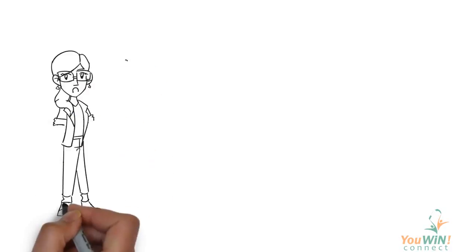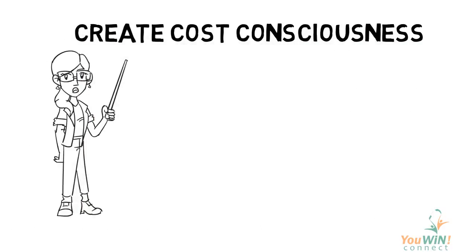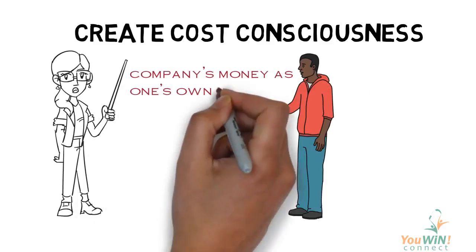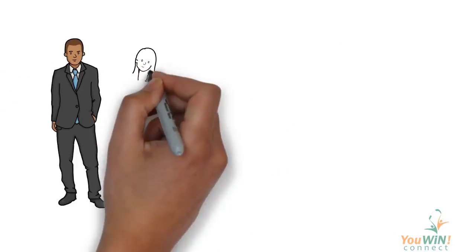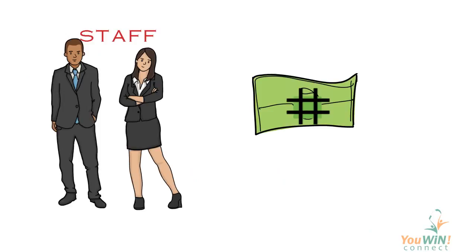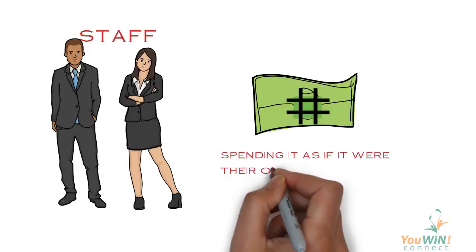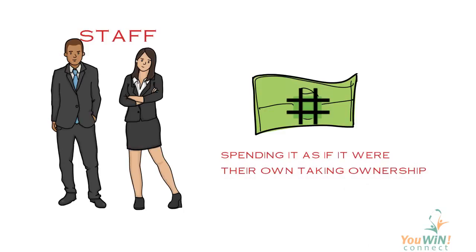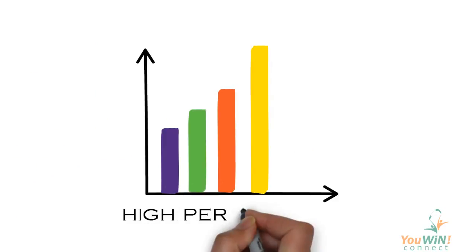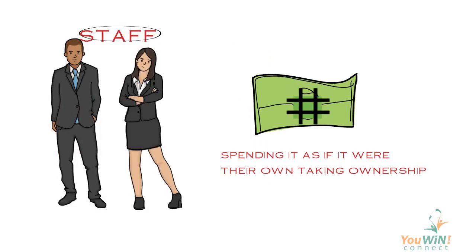We now move on to Section 5, create cost consciousness. Cost consciousness means to consider the company's money as one's own money. Every member of staff has to treat the company's money, spending it as if it were their own, taking ownership. You can only reach high performance with the support of your staff. No one can do it alone.